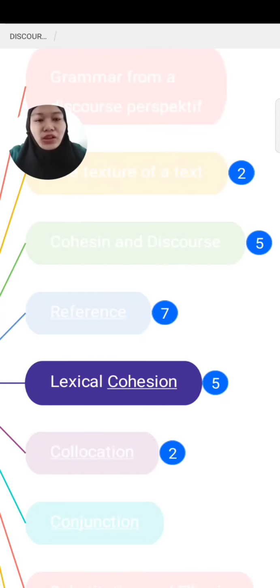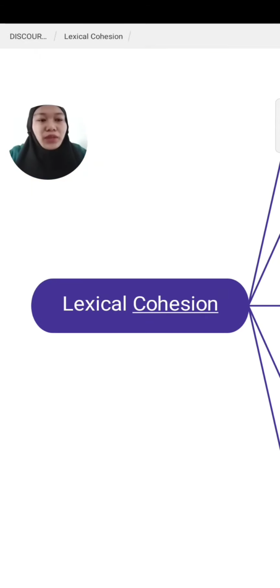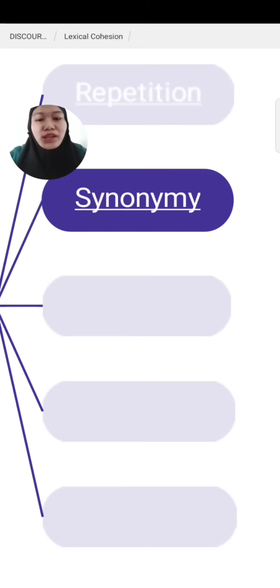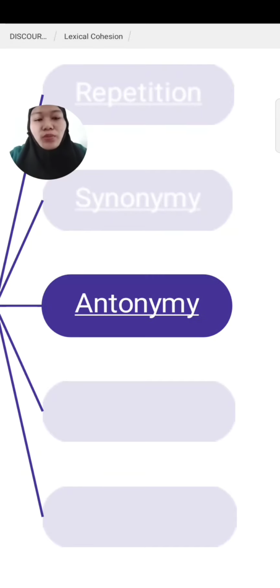The next is lexical cohesion, which refers to the relationship in meaning between lexical items in the text, in particular content words, and the relationship between them. The main kinds of lexical cohesion are repetition, which refers to words that are repeated in the text. Synonymy refers to words that are similar in meaning. Antonymy describes opposite or contrastive meanings such as shy and forward in the text.